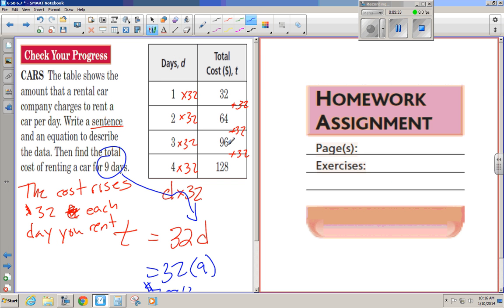So, what is your homework? Well, you're done with your note-taking guides. Now you need to do the CYU on page 351, and you need to do problems 1 through 6. If you don't understand them, rewatch the video or come get help from me.